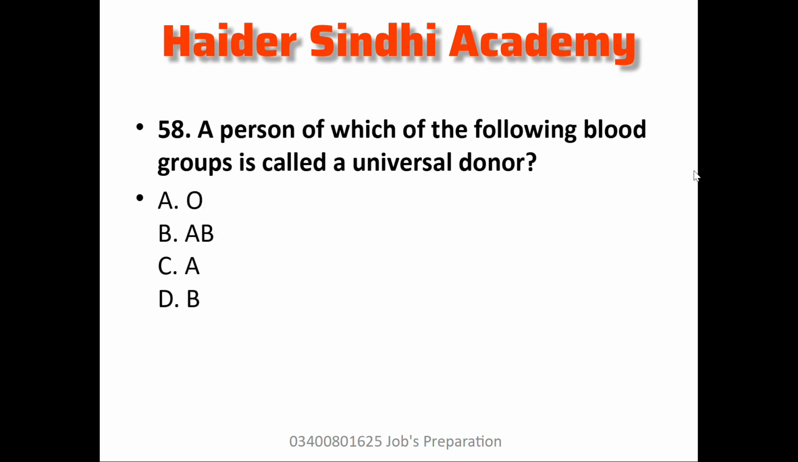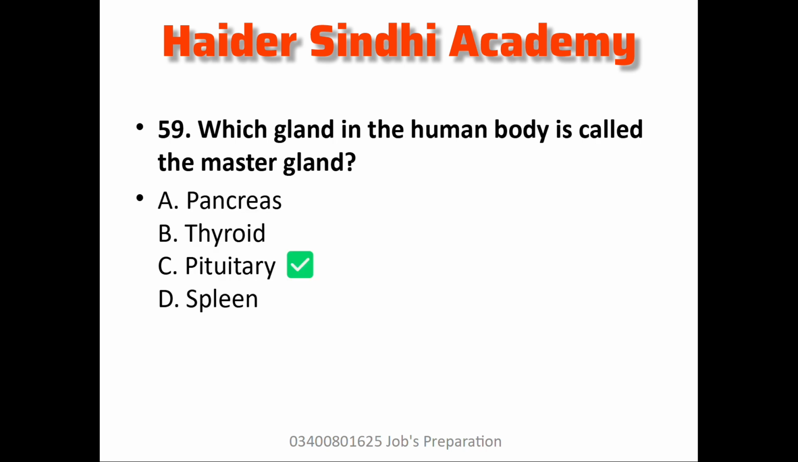A person of which of the following blood group is called universal donor? इसका आंसर आप कमेंट सेक्शन में बताएं. वो कौन सा ऐसा ब्लड ग्रुप है जो कि यूनिवर्सल डोनर है, वो किसी को भी दे सकता है. Which gland in the human body is called the master gland? Option C, pituitary gland is the correct option.